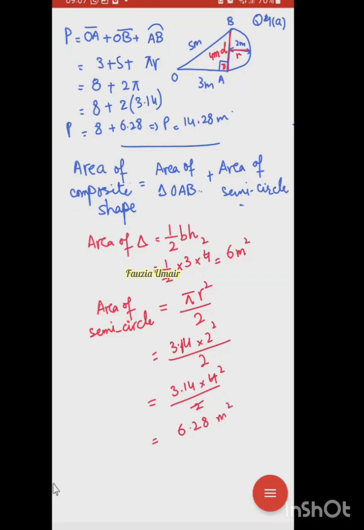Okay. So now how to find total area? So total area would be 6 plus 6.28. So how much is the total area? 12.28 meter square. Right? So beta, any question?